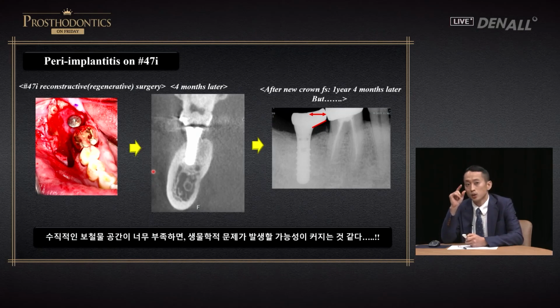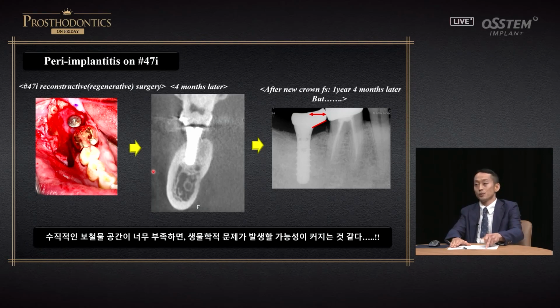If there's excessive vertical space, there's higher possibility of mechanical complication. But if there's lack of vertical space, there's higher possibility of biological complication. Therefore, the smaller the vertical space, we need to pay attention to implant placement position.